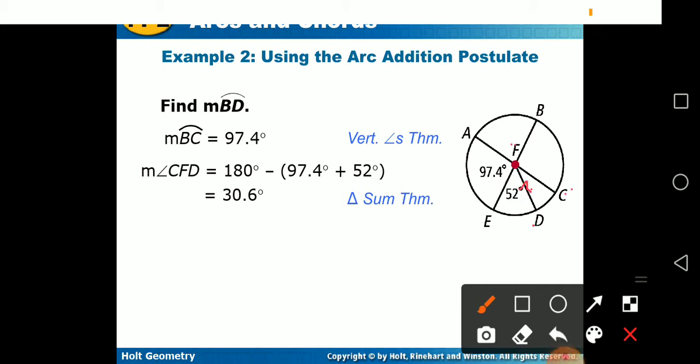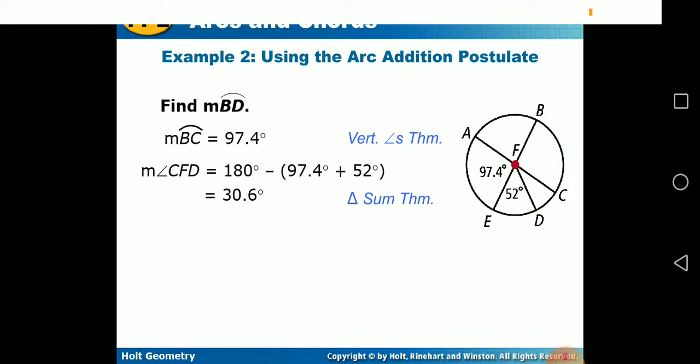So I got angle DFC, which will be 30.6. Okay, so you got this 30.6, and here vertical opposite angles. Can you see this cross? So this is the same 97.4. So I'm going to find 97.4 plus 30.6, which will give me BD, the total of them.